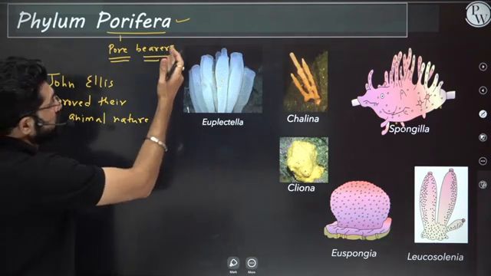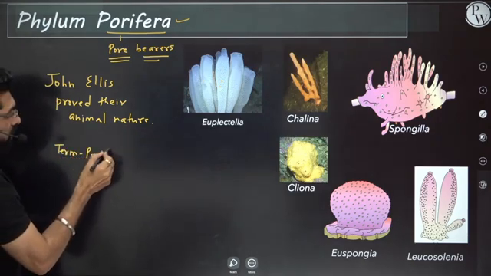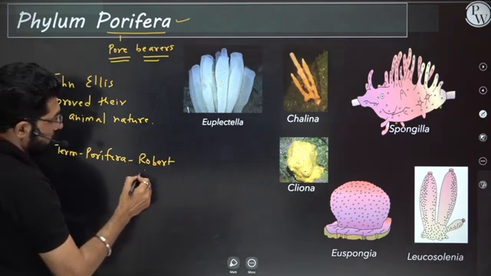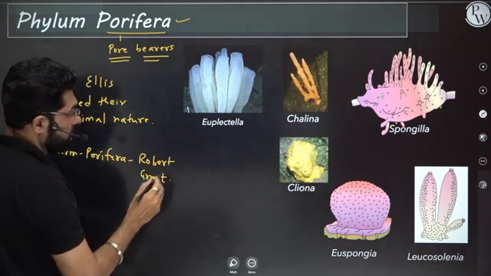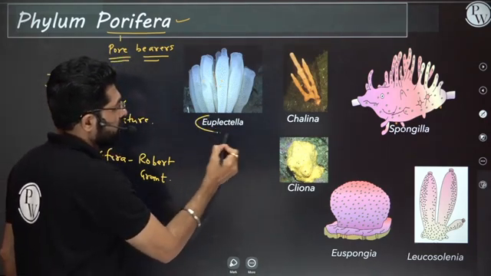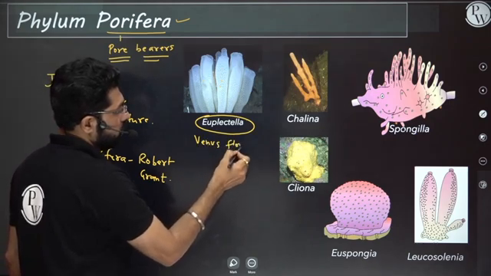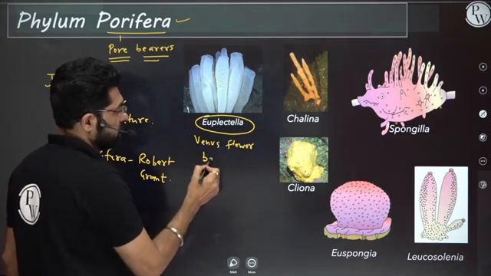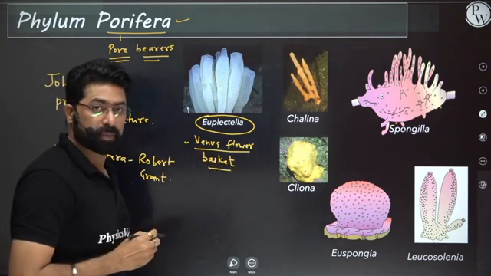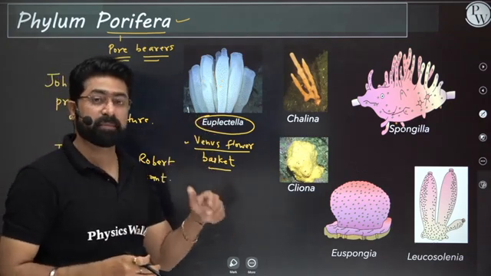Who gave the term Porifera? The term Porifera was given by Robert Grant. Few points you should know, not more. For example, common names. This is Euplectella. Euplectella's common name you should know: it is Venus flower basket, which is given in Japan as a marriage gift.